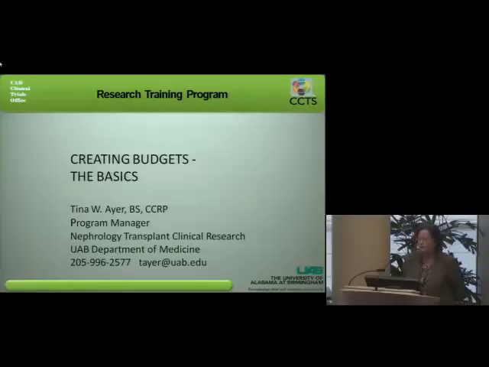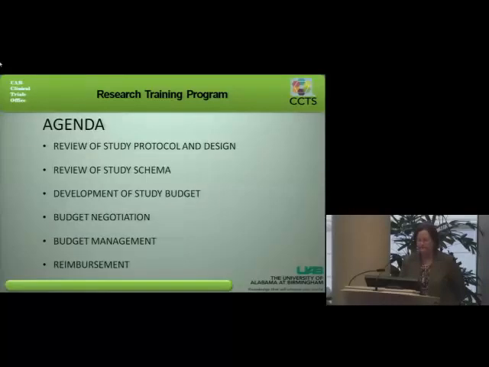Today, I want to focus on creating budgets, the basics. The agenda for this presentation is to review how to look at your study protocol and its design, how to review the study schema, development of a study budget. We'll touch on budget negotiation and management, and also discuss briefly reimbursement.